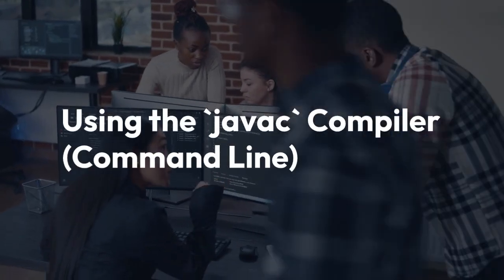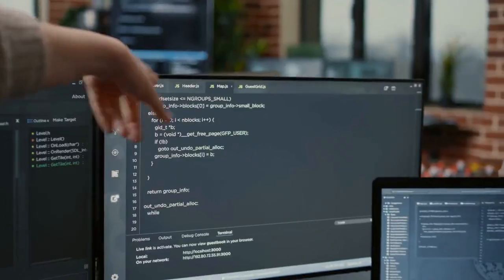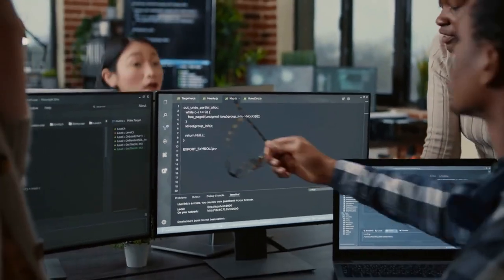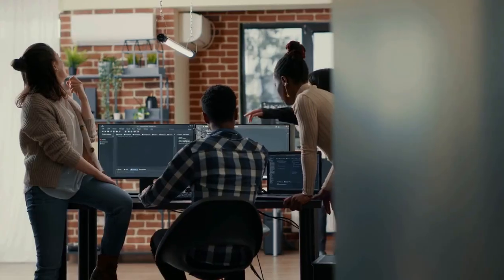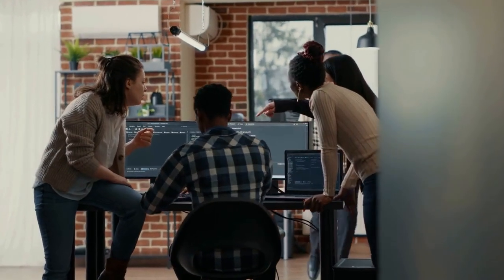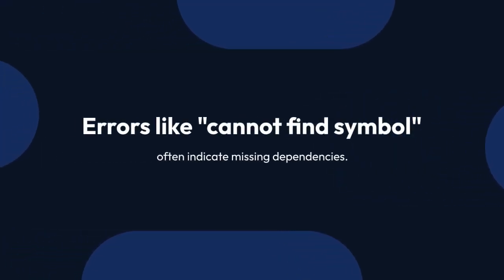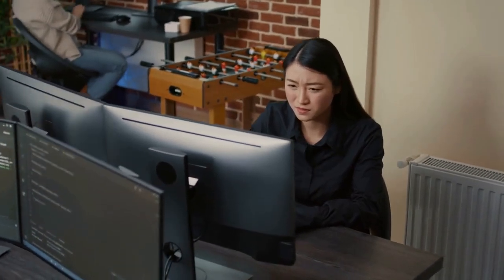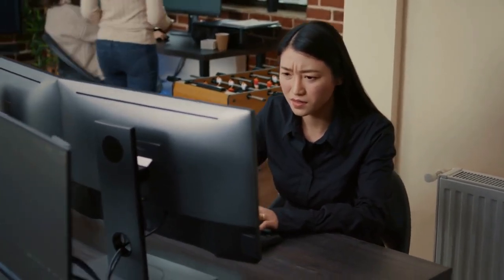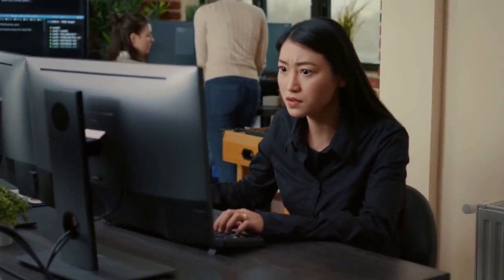2. Using the Java compiler, command line. The Java compiler, part of the JDK, can help detect some issues. When compiling your code with javac, pay close attention to error messages. Errors like "cannot find symbol" often indicate missing dependencies. The compiler might not always catch version conflicts though, as it only focuses on compilation, not runtime behavior.